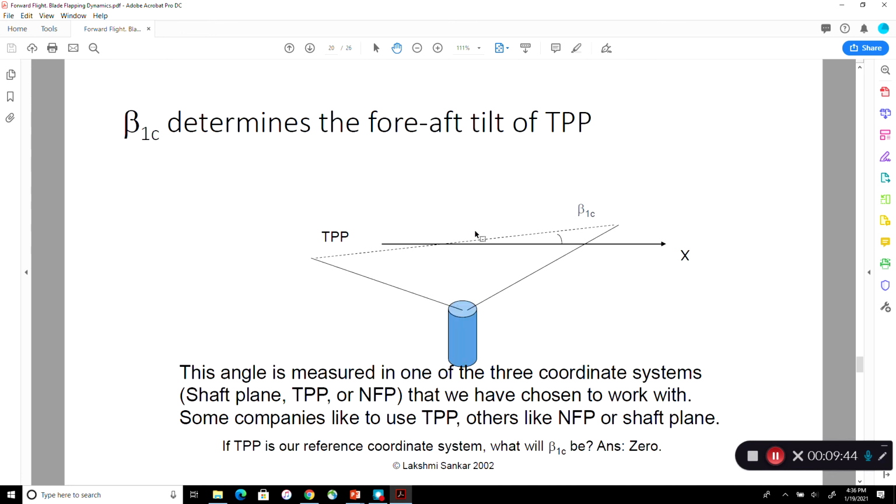So let's just look at what is the angle between the tip path plane and the shaft plane, which we also call the no feathering plane, or sometimes called the control plane in some books. Okay. So we already saw that the tip path plane makes an angle of beta 1c with respect to the shaft axis. So this is the angle between the shaft plane and tip path plane, beta 1c. We saw this in a previous video.